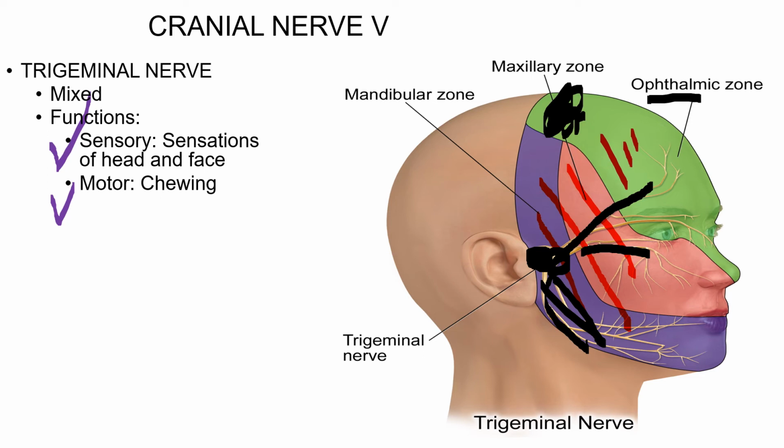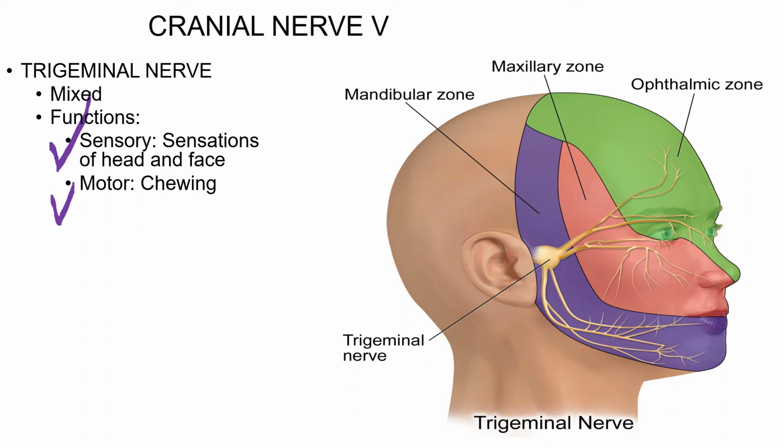From a motor perspective, take a look at the innervation in that mandibular area. There's a really, really big jaw muscle right here that helps you chew. That's called the what muscle? The masseter muscle, exactly. The trigeminal nerve innervates that, or at least this branch of the trigeminal nerve innervates it. So this helps you chew. This helps you masticate your food. So chewing and feeling your head and face are the roles of the trigeminal nerve.